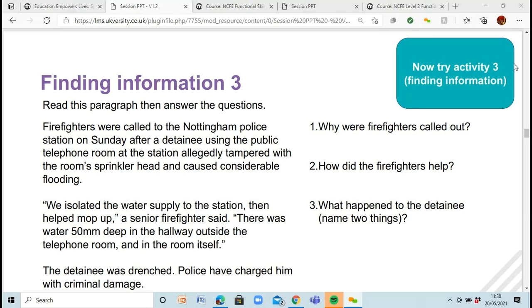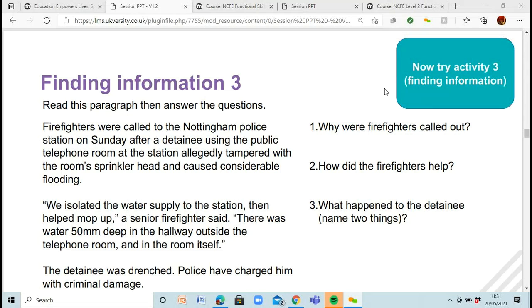Can somebody answer that? Firefighters isolate the water supply to the station. Mm-hmm. Then they help mop up. Yeah, fantastic. Well done, both of you. So they disconnected it, isolated and disconnected are the same thing, and then they helped to mop up. And then what happened to the detainee? So tell me 2 things that happened to the person that was caught. He was drenched, and then he was charged. He was drenched and was charged for criminal damage. Well done. You would all get full points for this. So very, very well done.